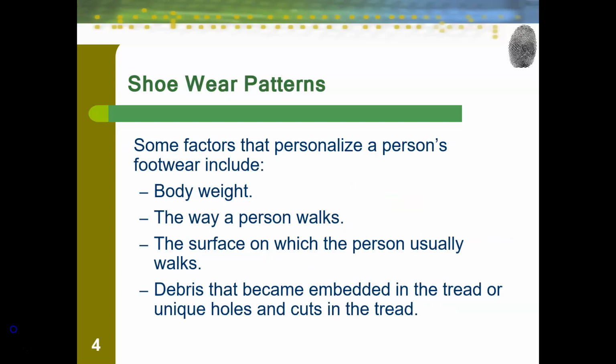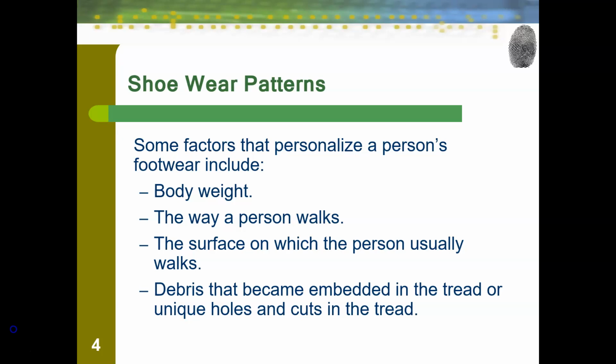The thing about your shoes is when you wear them, you are actually personalizing them. So your body weight can personalize your shoes. Heavier people tend to wear down their shoes faster than lighter people. The way a person walks. I, for example, drag the very tippy back of my heel when I walk, so the very, very back of all of my shoes gets worn off. Maybe there's some people who kind of lean to the left or right when they walk, causing their shoes to wear out on that side.